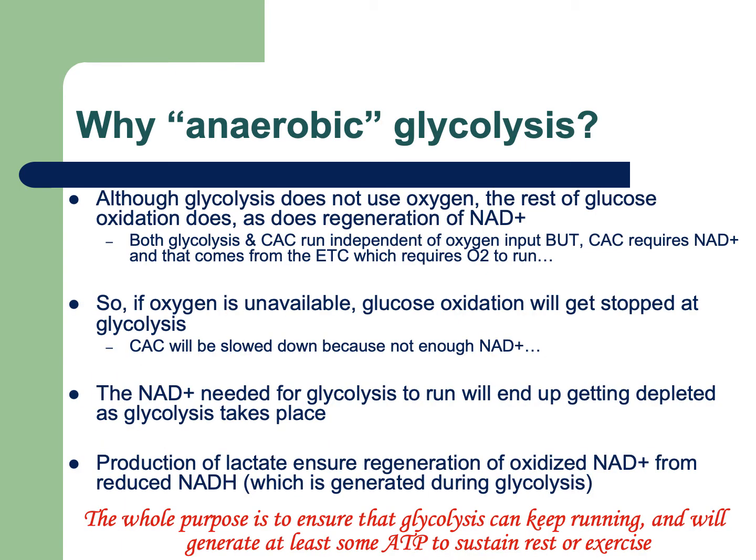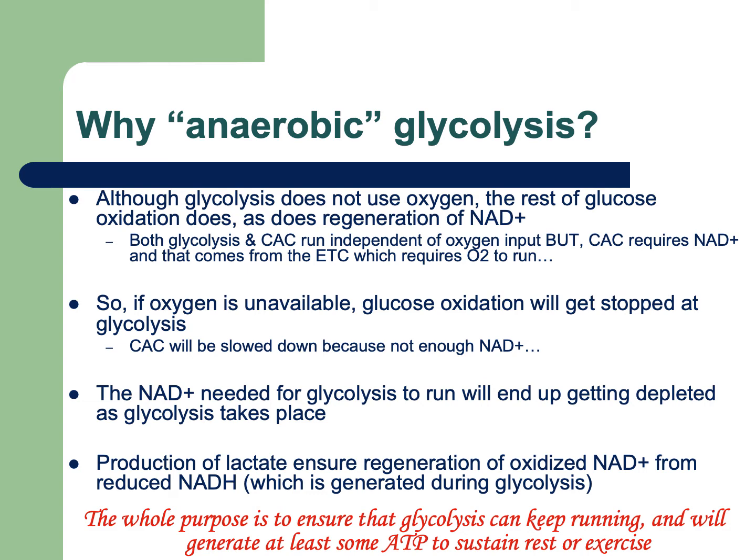So why is this called anaerobic glycolysis? Well, it really is a misleading title. It has nothing to do with oxygen content of the cell. This is all independent of oxygen because there's always lots of oxygen in the cell when glycolysis is running. So although glycolysis does not use oxygen directly, the rest of glucose oxidation does, as does the regeneration of NAD. So both glycolysis and the citric acid cycle run independent of oxygen input.